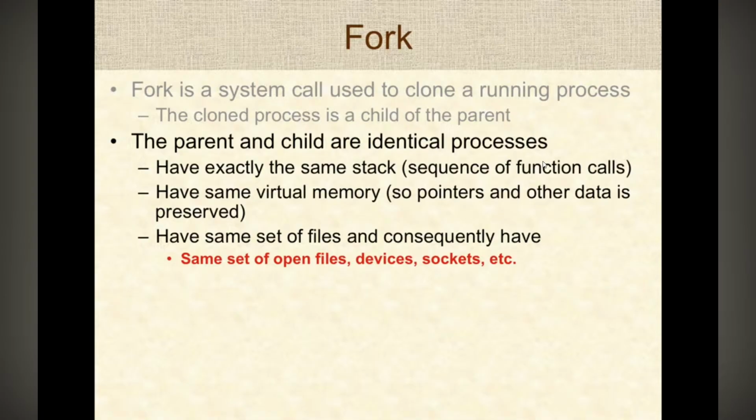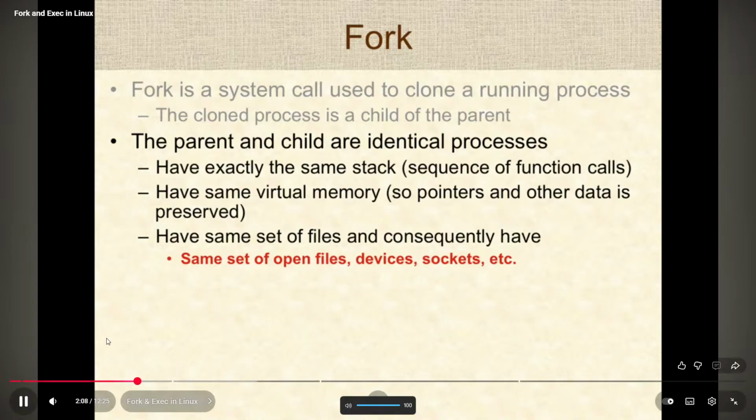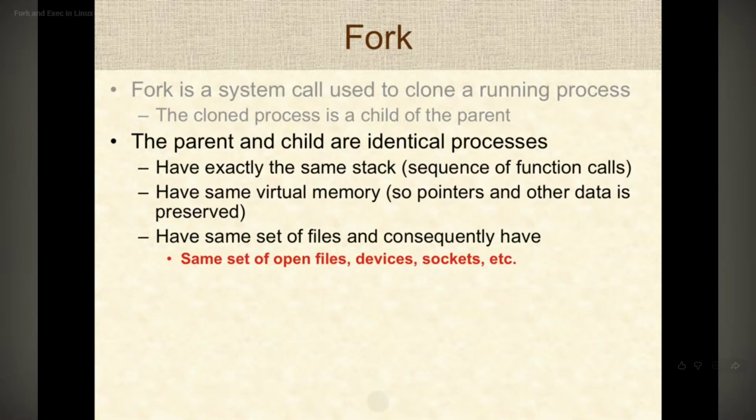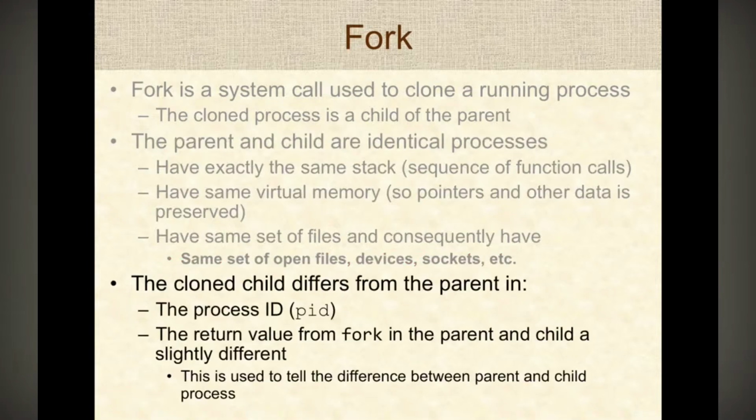Moreover, both the parent and child have exactly the same set of files, sockets, and other devices that were open before. So the parent and child could be reading from the same set of files associated with them. However, the clone process does differ a little bit from the parent in that it has a completely different process ID because it's a brand new process, and the return value of fork in the parent and child are different, and this is used to tell the difference between parent and child process, and this value can also be used to logically do different operations in the two processes.